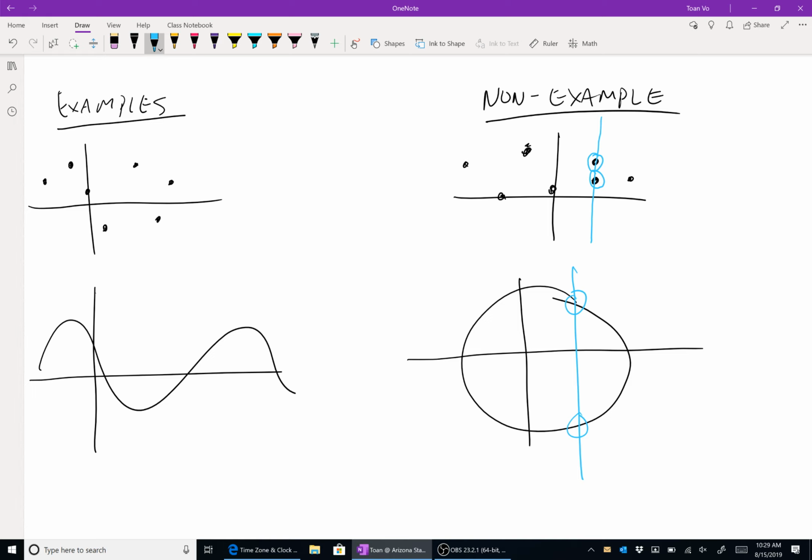Are we okay with how to tell if a graph is a function or not? Very easy. Just slice it up and down a whole bunch of times. If it touches more than once, it's not a function.